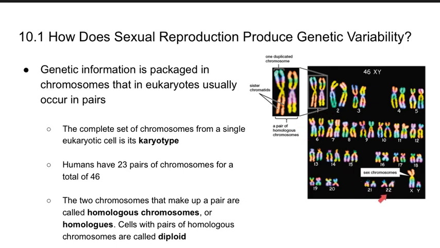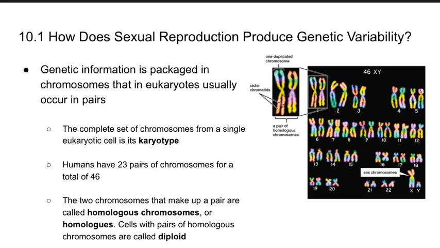So you can probably guess this is a human. You've got 22 what we call autosomes, and then one pair of sex chromosomes over here. So this whole thing is called a karyotype. Humans have 23 pairs, right? 22 that we said are autosomes, and then 2 that are sex chromosomes.